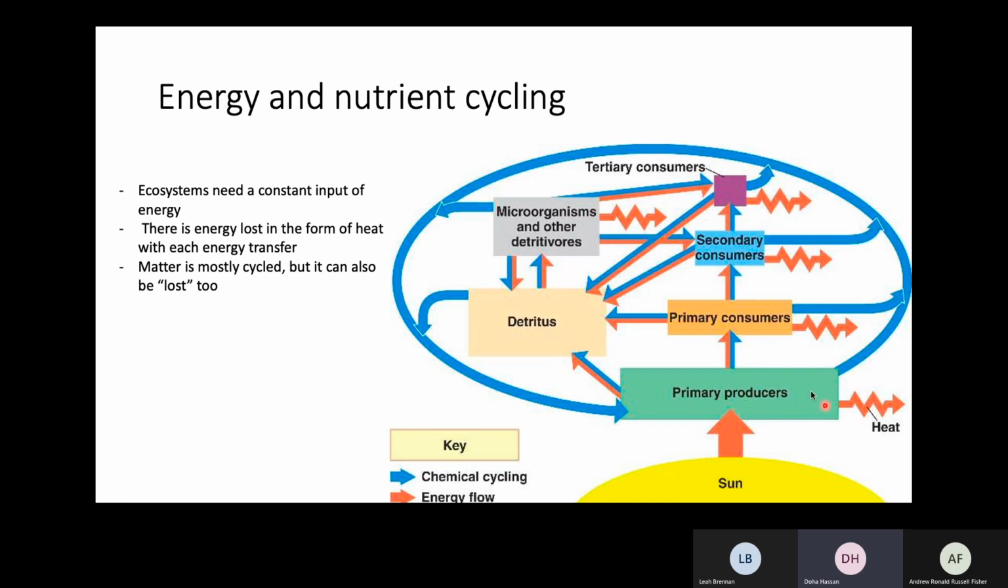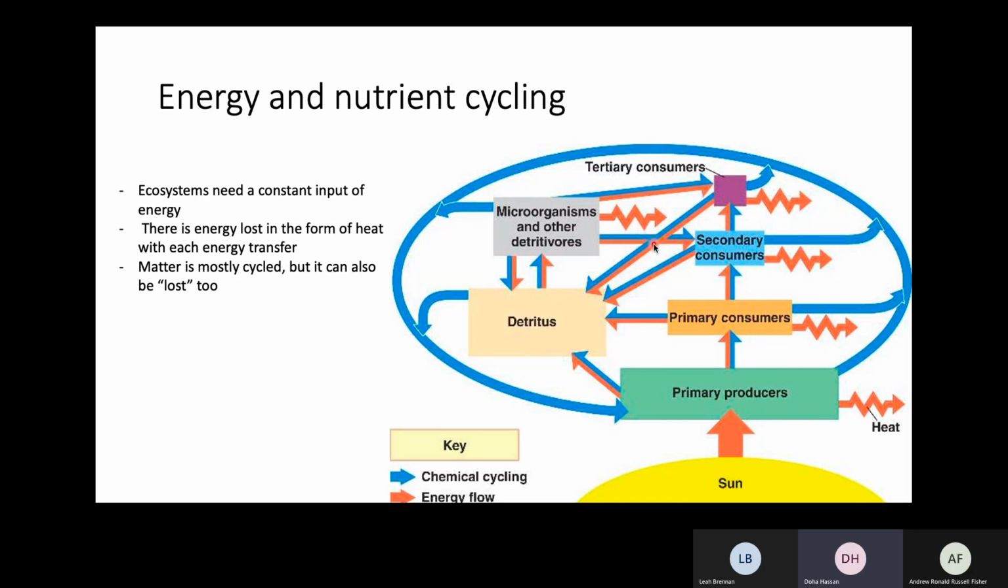It can be used for fertilizer and things like that, enhancing nutrient uptake in the soil for those primary producers. So you can see that you're never actually losing the matter, but it's technically lost from each of the trophic levels because it's converted into detritus by detritivores and other decomposers. And you can also see that you're always losing energy as heat. With each energy transfer, you're always losing some of it as heat, sometimes more than others.